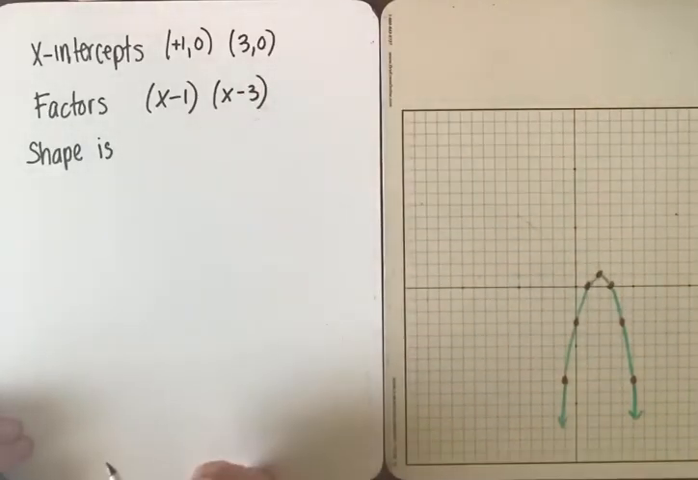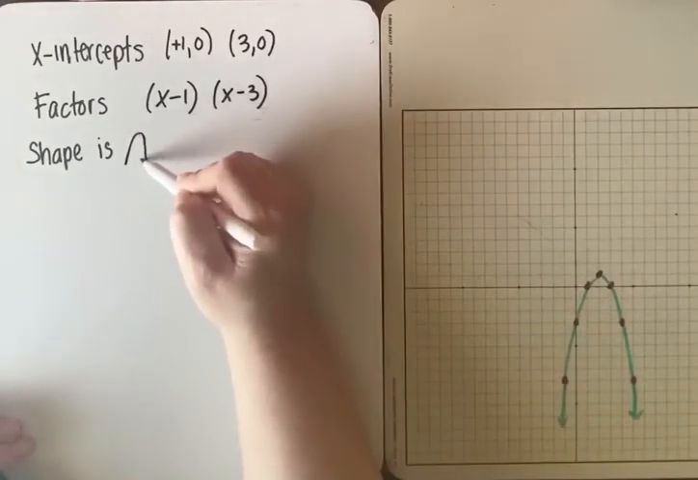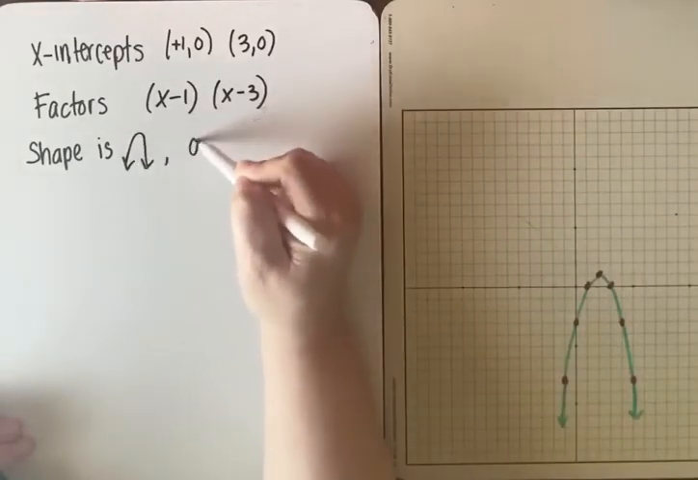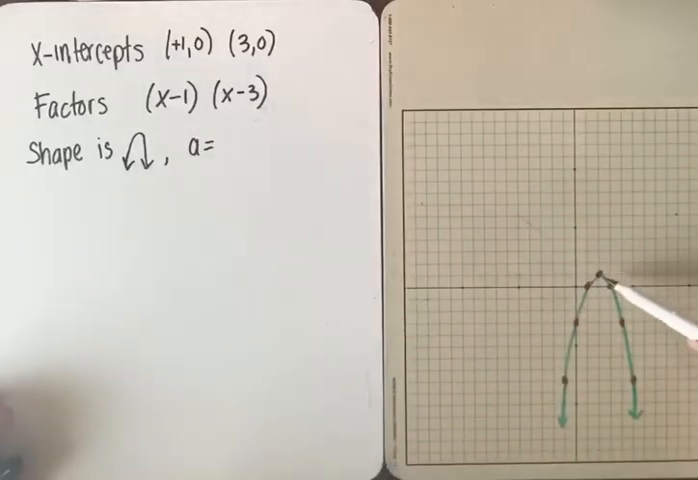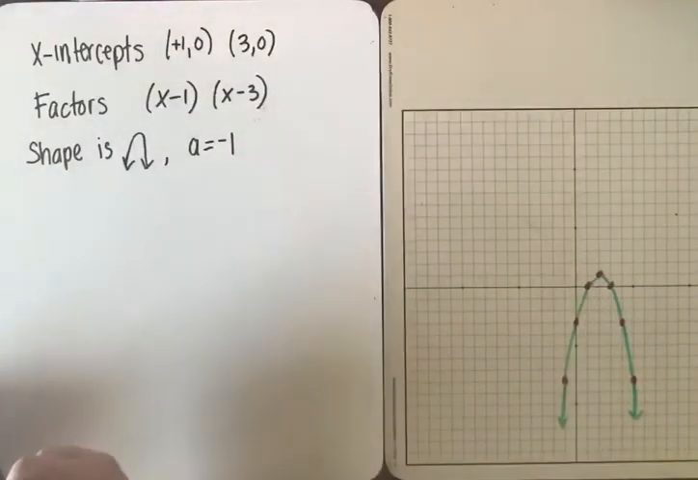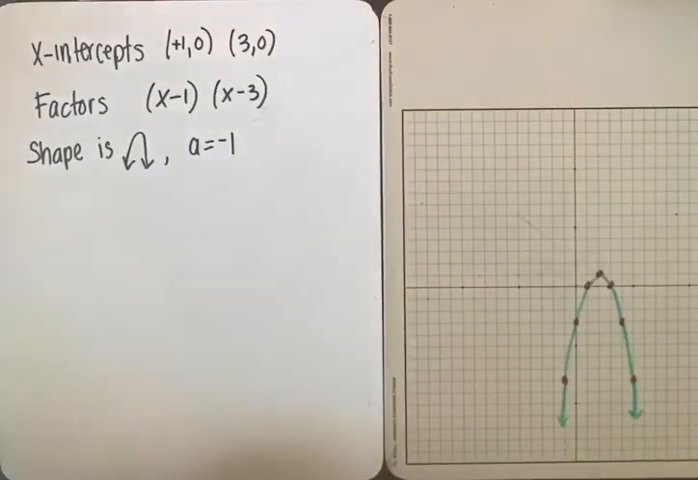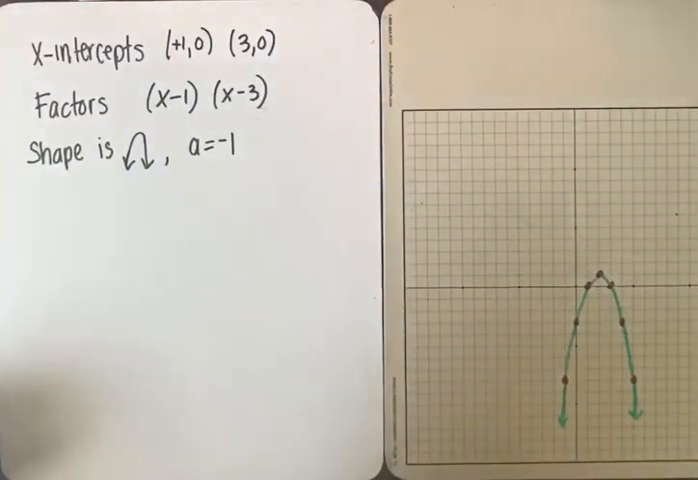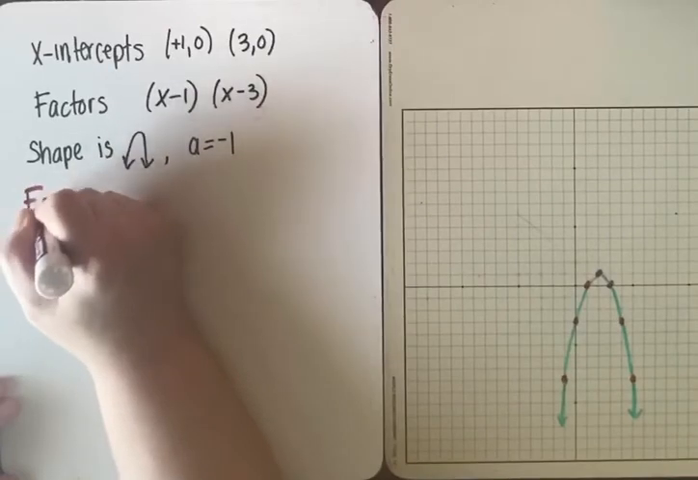The next thing I need to do is look at the shape. The shape of our parabola is open down. And so what that tells me is that if I look at from my vertex, I move to the right one and down one, that my a value is going to be a -1. That's going to provide us with enough information to write factored form.